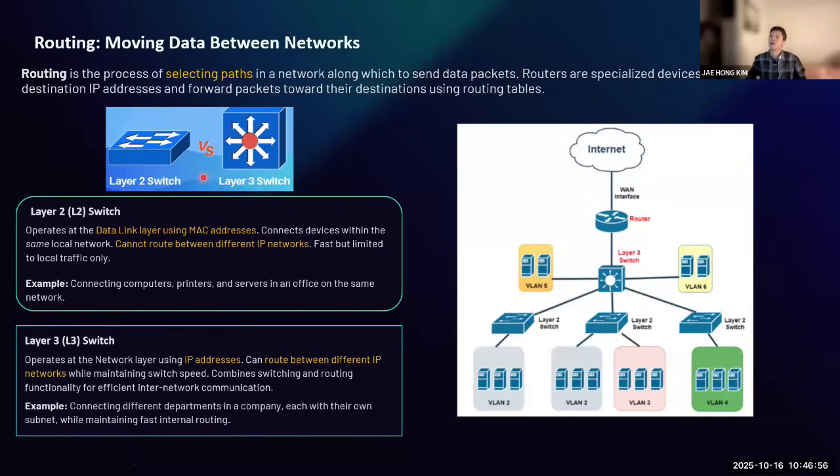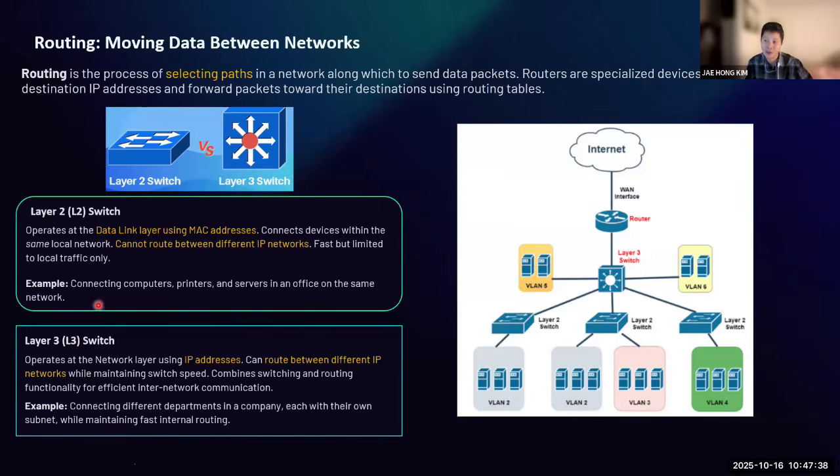Right, so that is moving data between networks, which we call routing. Does anyone understand the difference between an L2 switch and an L3 switch? An L2 switch is used within the network, in the same network. As you can see, it operates at the data link layer. We already learned it uses MAC addresses and connects devices within the same local network, that means in the same subnet. So we don't need to route because we are all in the same network. In this case, we use L2 switches, which are cheaper than L3 switches.